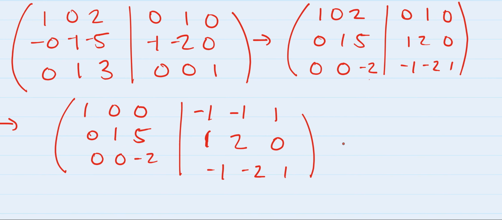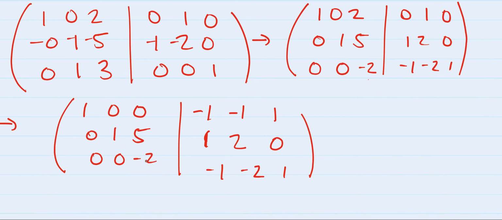And then divide this by 2. Let's do that. This becomes a -1. This becomes a -1/2. This is a -1, and that's a 1/2. Then multiply it by 5 and add it to the top.